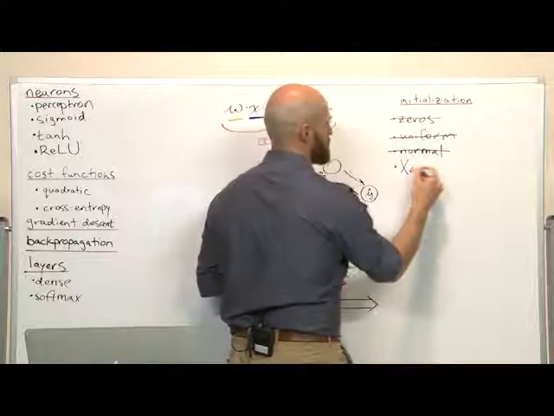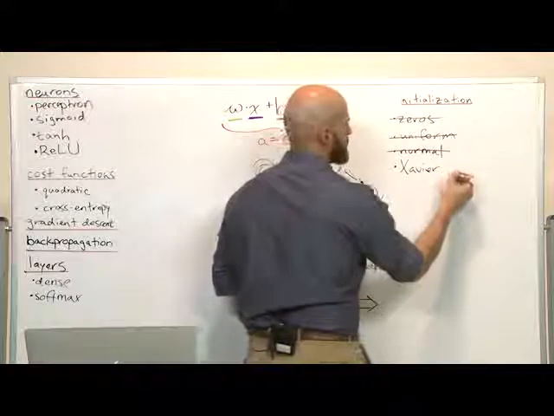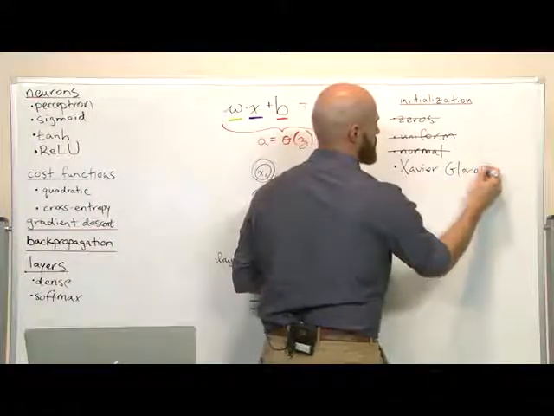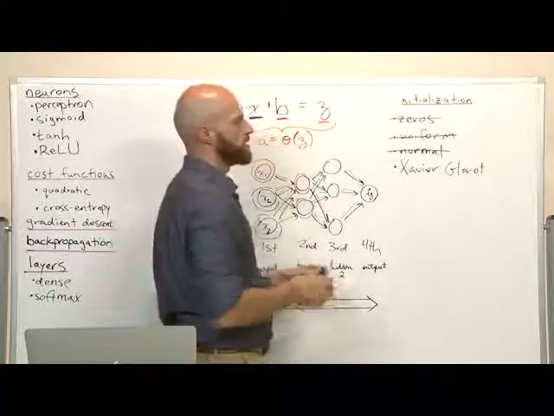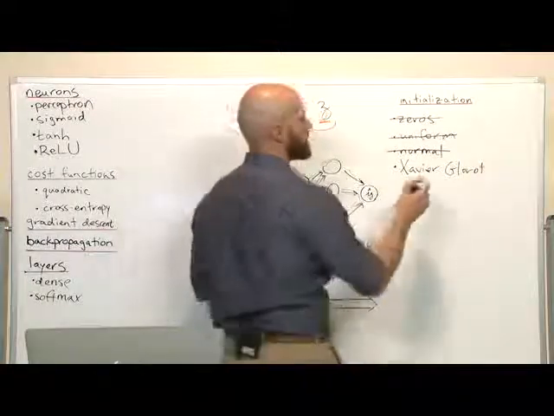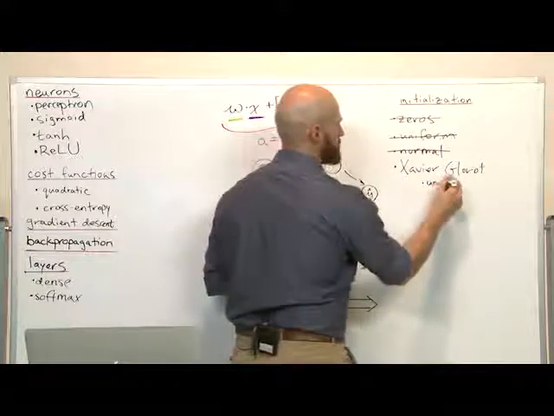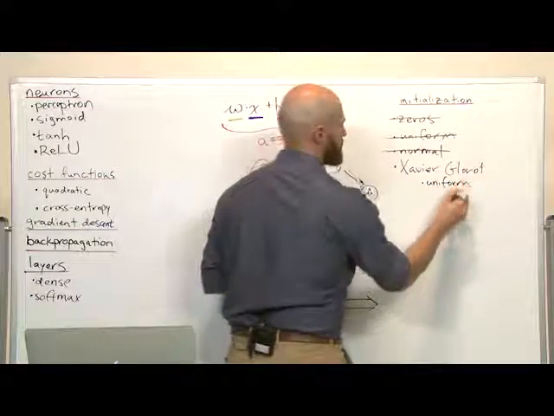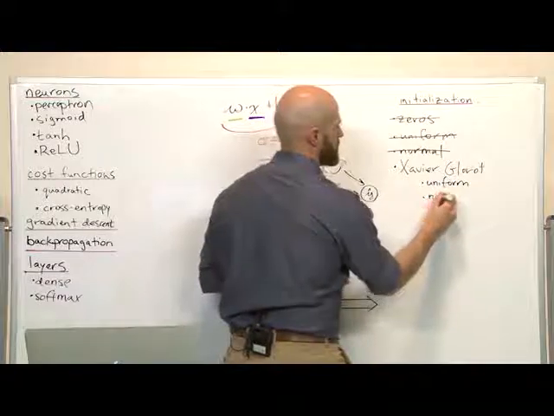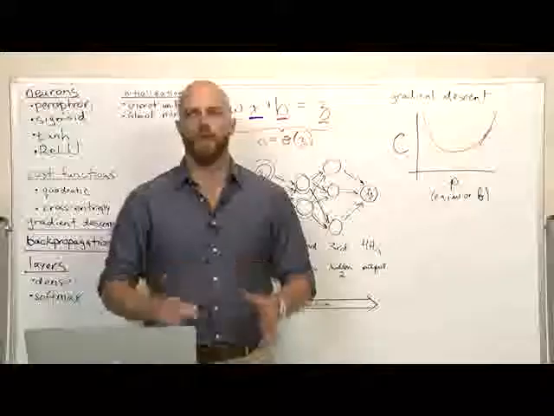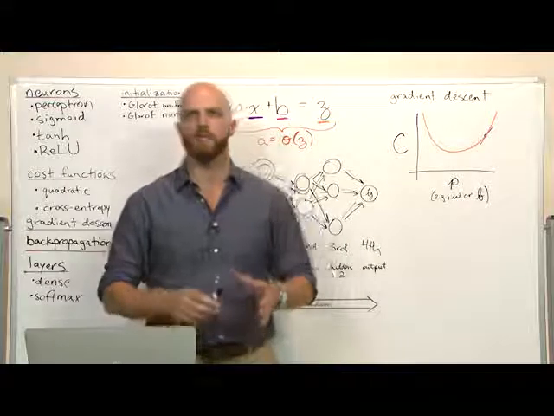For now, we can say that using a Xavier Glorot initialization is a really good idea. And in fact, we can do it 2 different ways. We can use a Xavier Glorot uniform or normal initialization. The next thing I want to talk about is gradient descent.